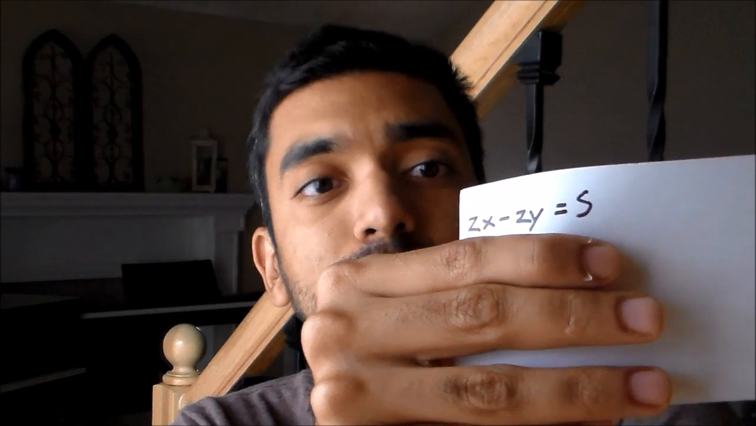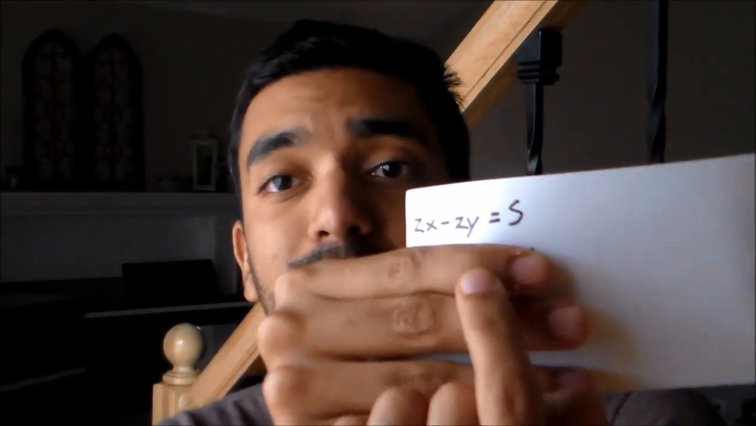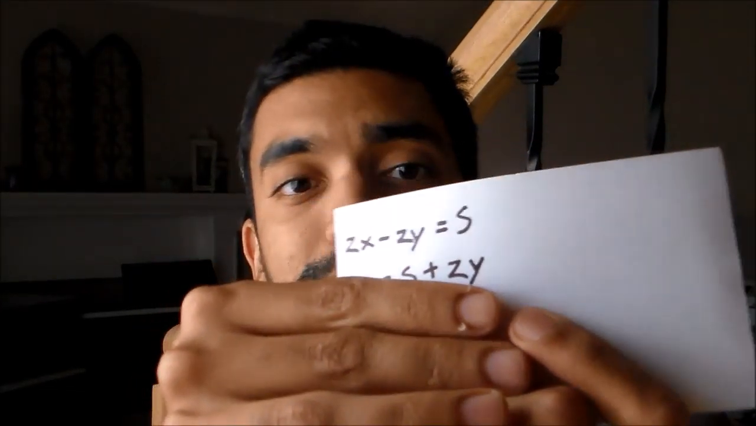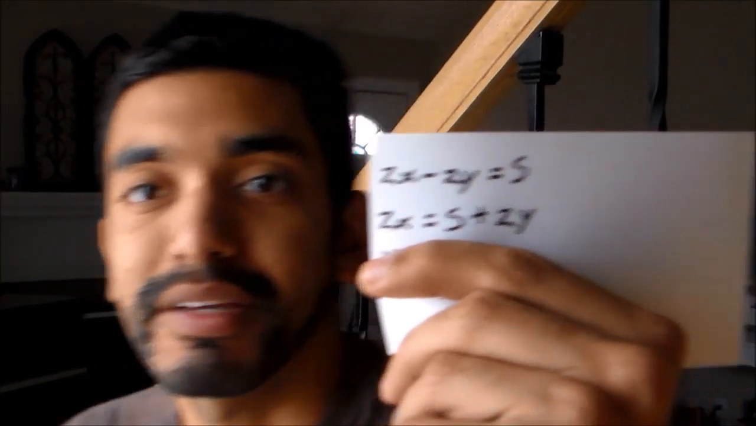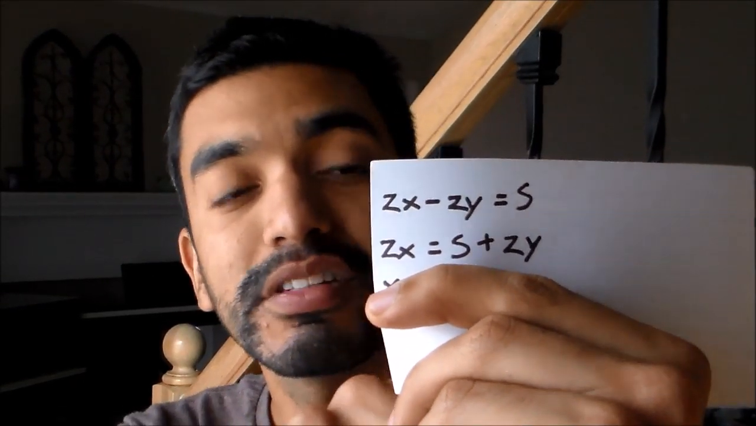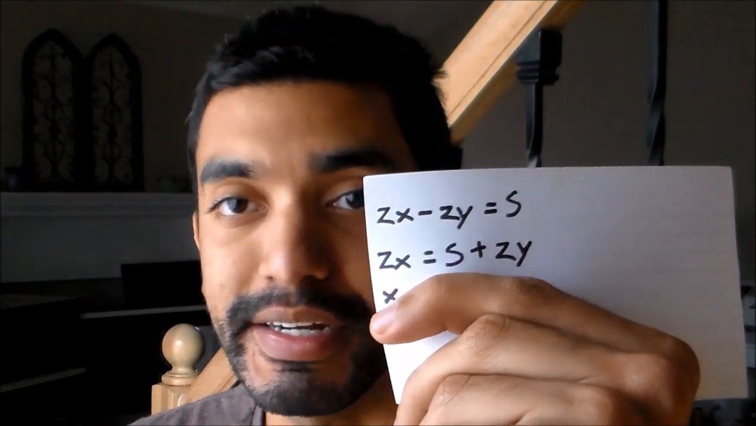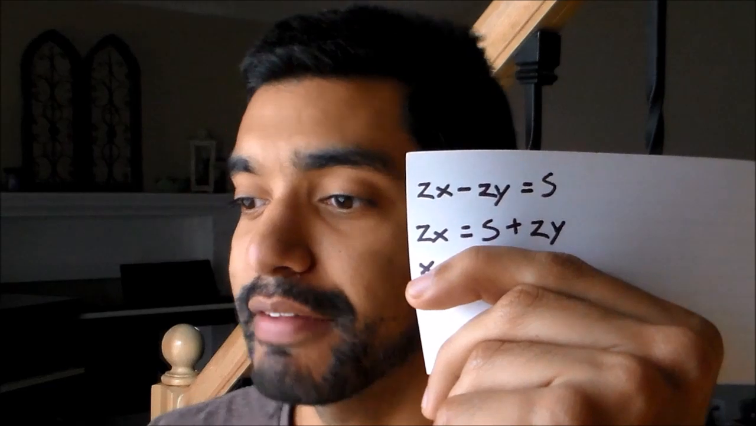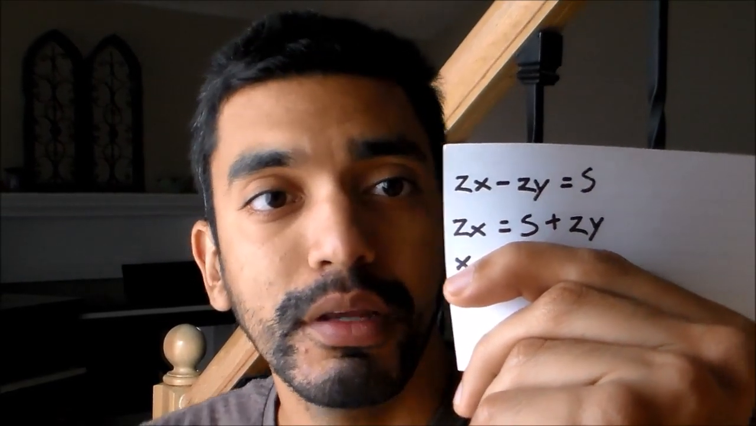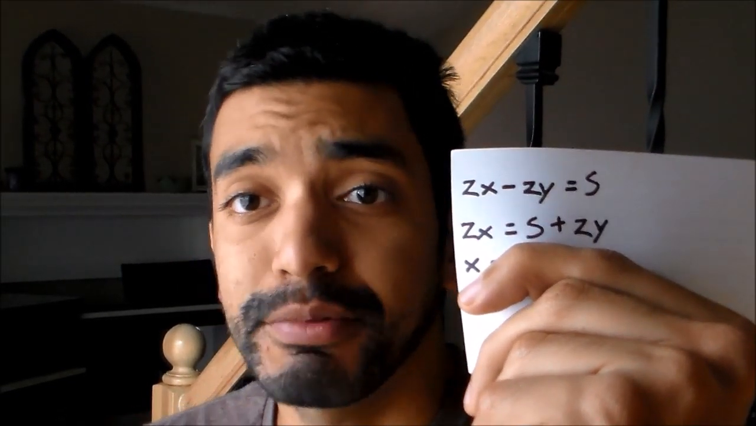What we're going to do next is add ZY to both sides. If we add ZY to both sides, that eliminates this one, but we have to move ZY over there. And just know that what you do on the left side, you have to do on the right side as well, and vice versa. So that gives us Z times X equals S plus Z times Y.